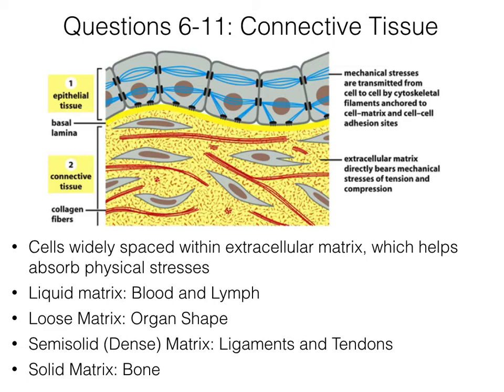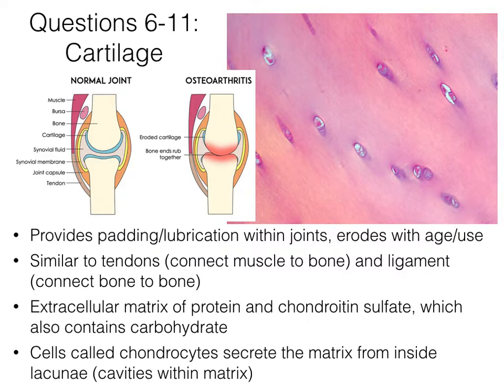Other kinds of connective tissue are more dense. Things like ligaments and tendons, and then the most dense one, which uses minerals to make it even harder, is bone. Okay, so let's talk about cartilage first. You find cartilage in your joints, and basically it's a lubricating surface, padding to help keep things slick so that they slide easily against each other.